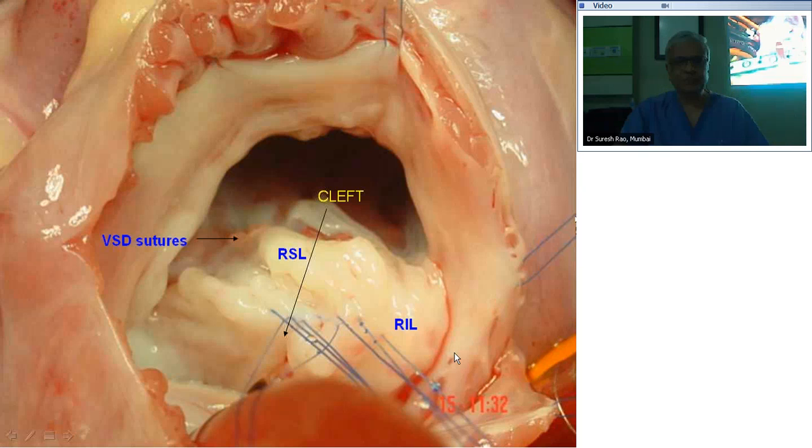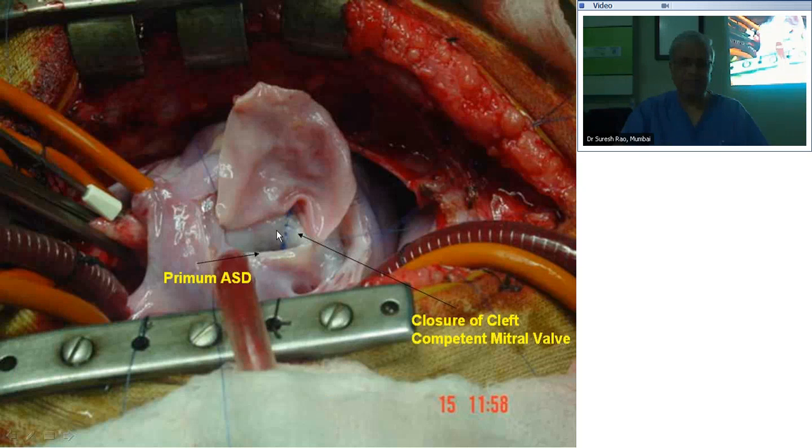And that is the left AV valve where it has been closed, and that's a pericardium which we are using to close the ASD. So that's the coronary sinus, and I told you, if we find that this coronary sinus doesn't receive the LSVC, we go to close like that to avoid the bundle, or we just follow the annulus of this and close the primum ASD.